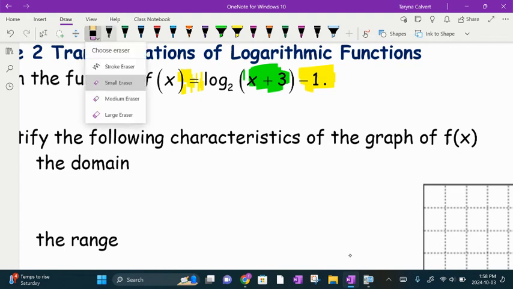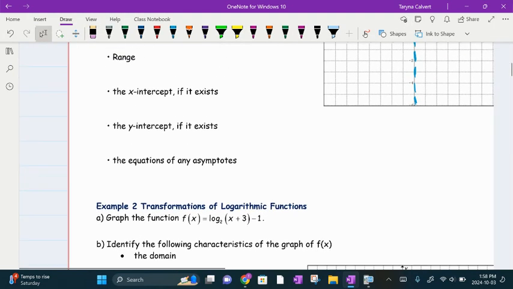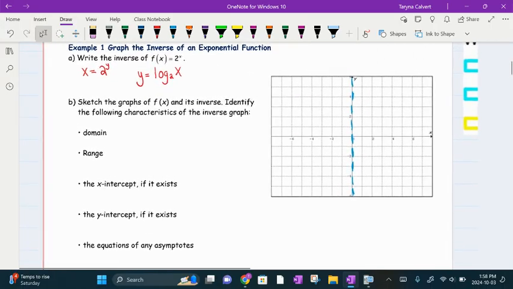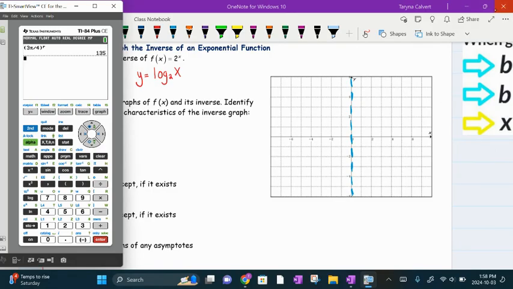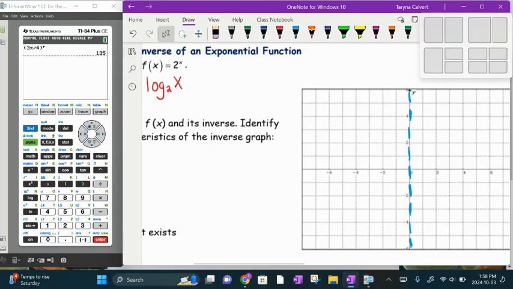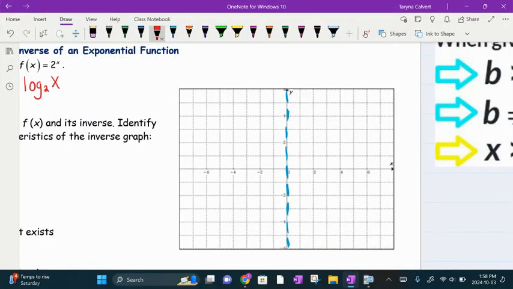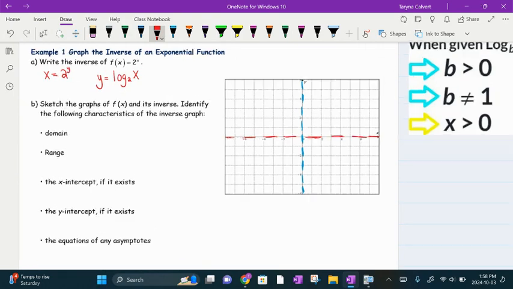Right, so before we jump to that one, let's do our basic graph. So this little guy here. Sketch the graph of f of x and its inverse. Identify the following characteristics of the inverse graph. Okay, so let's do both. Technically, we should be faster than the calculator for the original one. Let's try to do as much as we can without the calculator. So I'm doing my original one. Does it make sense why I'm putting a horizontal asymptote?